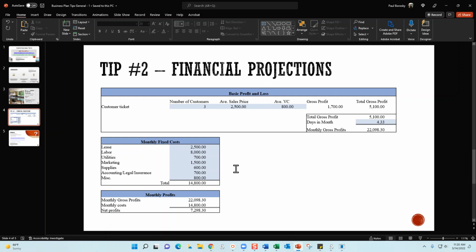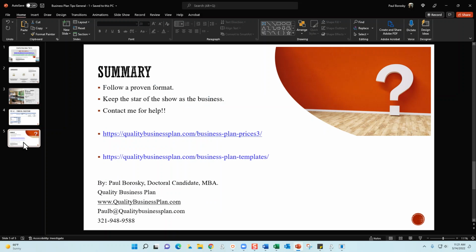And then also, when you're ready to construct your pro forma financial projections, that's easy enough to do. This is going to be your revenue generating activities, this is going to be your fixed cost activities, and then the monthly profits are right here, and the only thing you're missing is the tax rate and some growth rates for the next 12 months. All right, so hopefully this information was helpful.